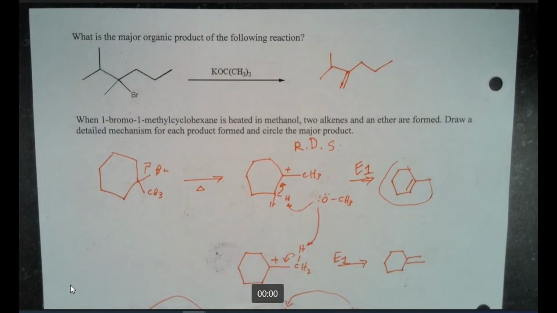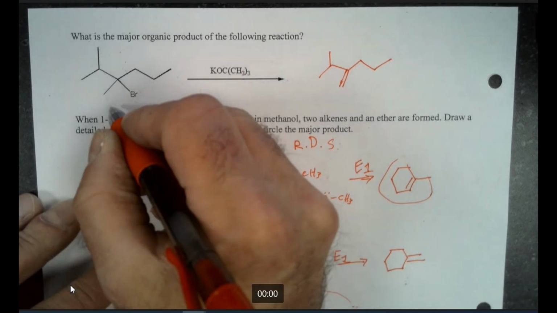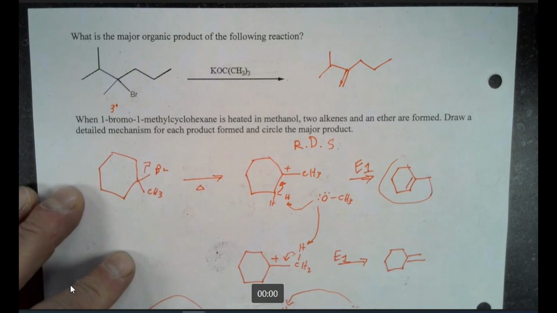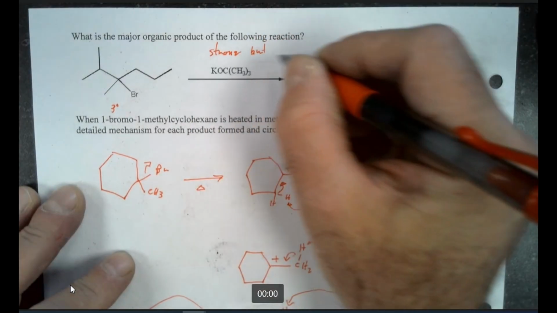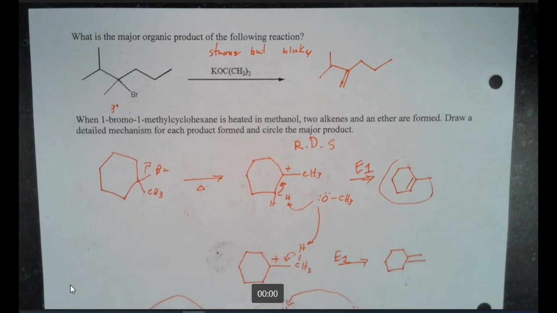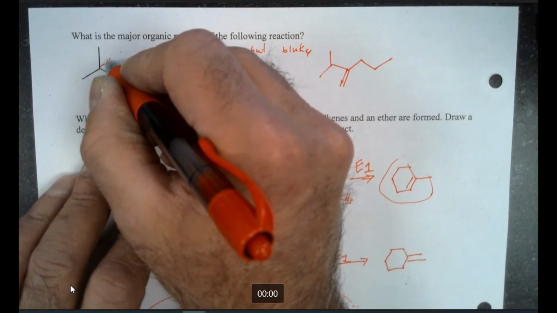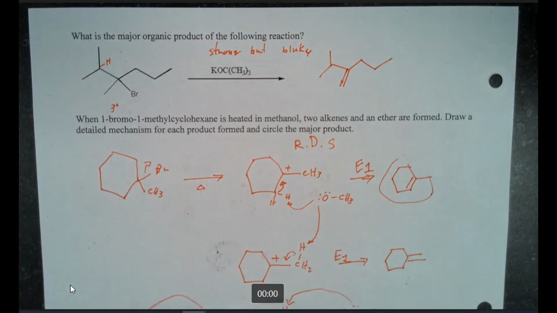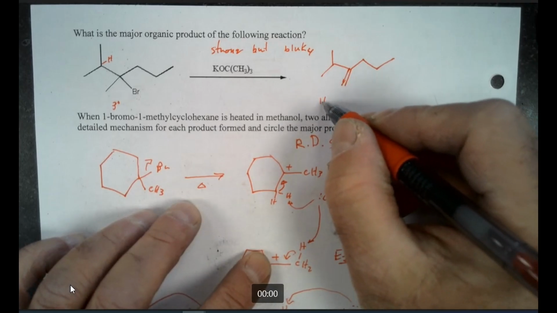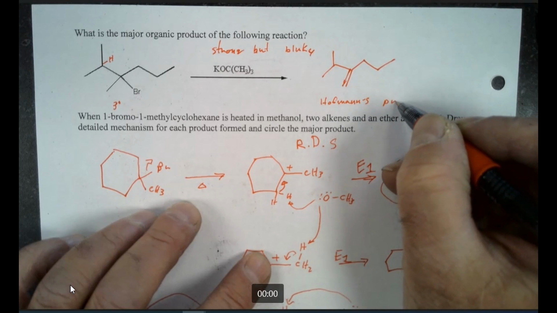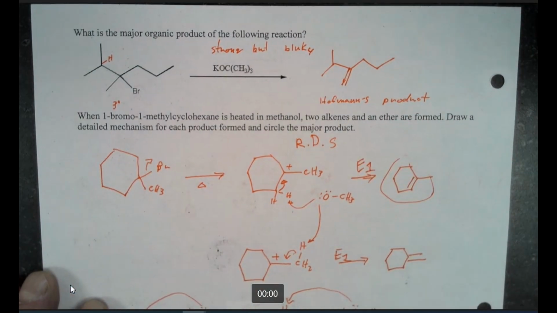Extra credit question: what is the major organic product of the following reaction? All right, so we have a tertiary alkyl halide. This thing is strong, but bulky. So it's a bulky base. What that means is the bulky base can't get in there to grab that proton. That would give you Zaitsev's product. Since we have the bulky base, we get the Hofmann product. Any questions on that one?